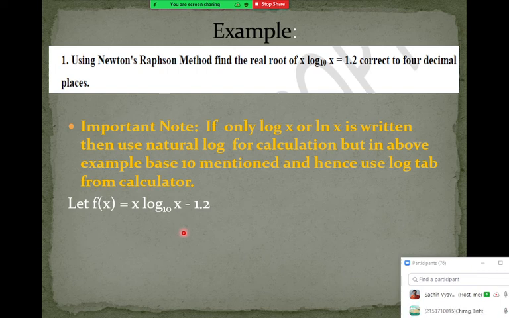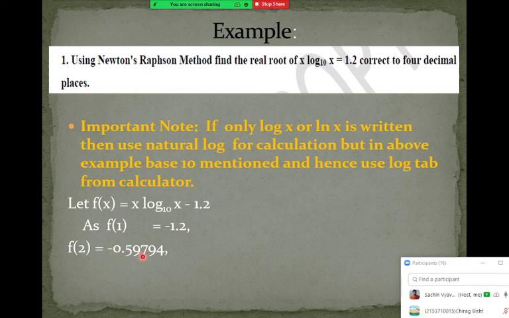So f of 1 is minus 1.2 only, since log 1 is 0. Next is f of 2. f of 1 is negative, you will observe, minus 1.2. f of 2 is also negative, minus 0.59.